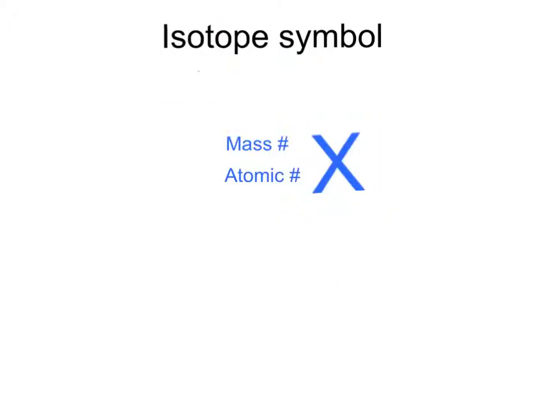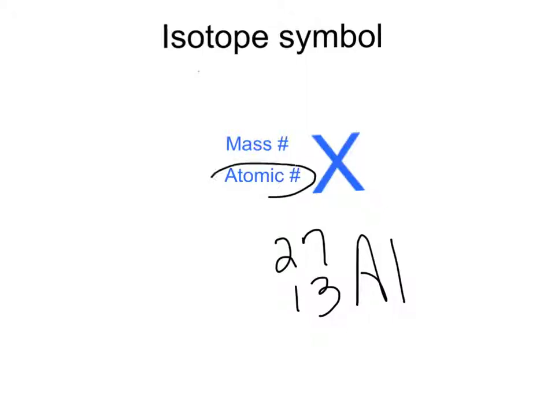So we could write for that last atom something called the isotope symbol. We would write the mass number, 27. We would write the atomic number, which is the number of protons again, 13. And then we would find number 13 on the periodic table, and that would be an atom of aluminum. Because it has 13 protons, atomic number is 13, it has all the properties of an atom of aluminum.